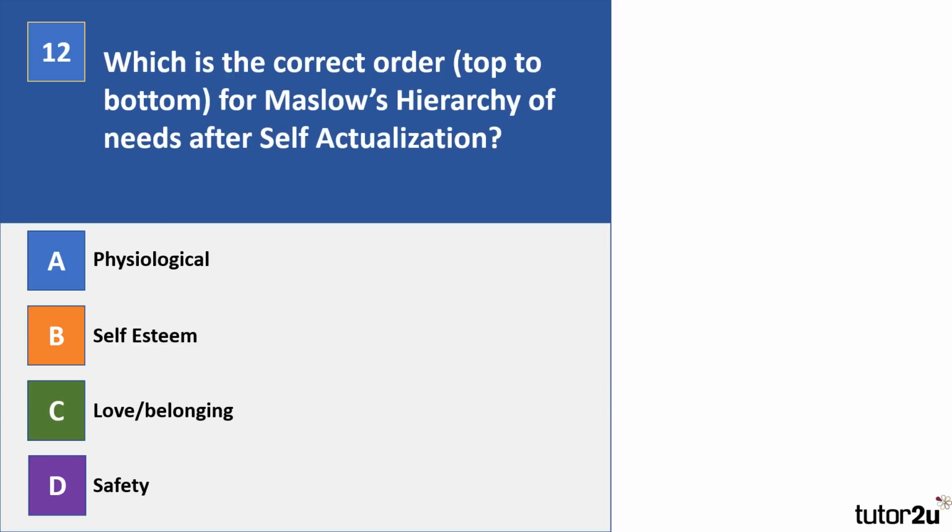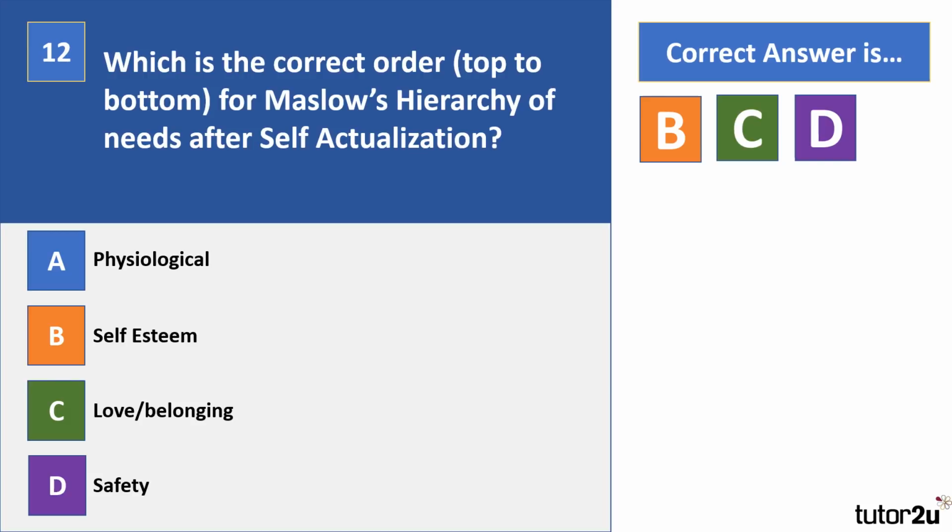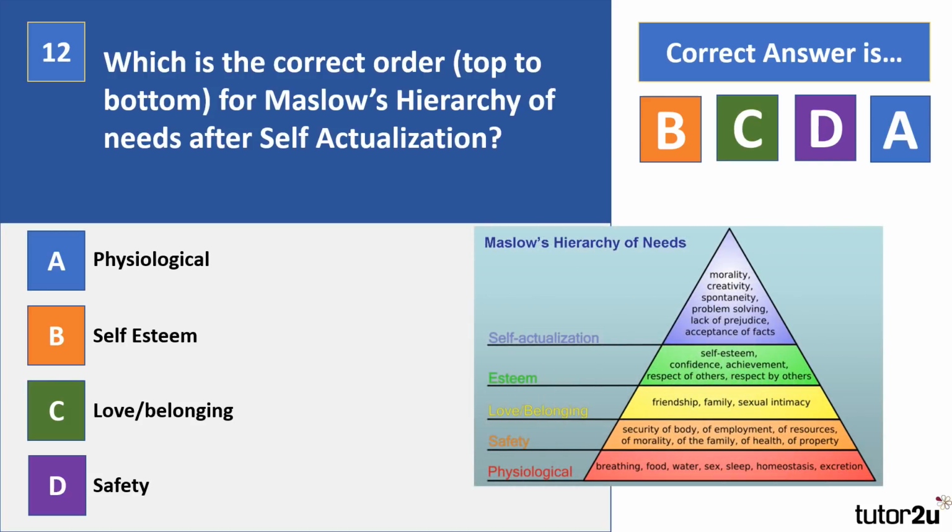Next one. Which is the correct order, top to bottom, for Maslow's hierarchy of needs after self-actualization? So you're going to put in 4 answers here, so you might go D, C, B, E. So after self-actualization, what comes below that, below that, below that, and then below that? So pause the video. Okay, what you should have then is B, C, D, then A.